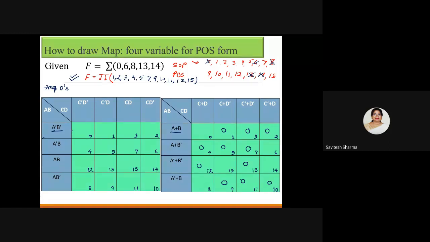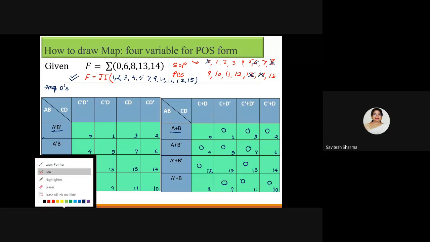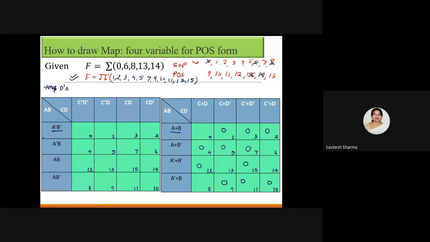Now that the mapping is done, I will do the grouping. Is everyone listening to me? I will only take one or two examples for this because mostly people ask for SOP form, but I think you should know POS also. You should have confidence in both forms, SOP as well as POS.